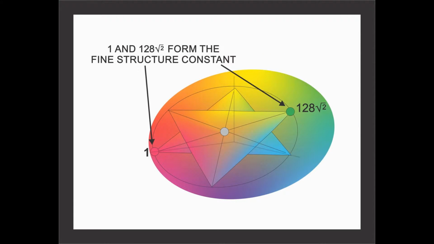The square root of 2 position that pairs with 1 in symmetry is the 128th square root of 2 position, which defines the fine structure constant. For a more complete description of the fine structure constant, please reference the ebook, The Theory of Relativity of Space, Time, and Numbers.